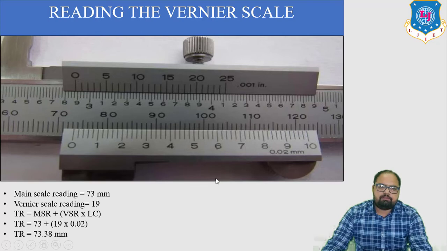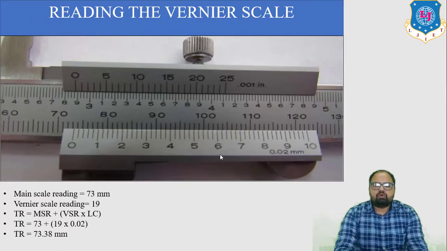One more image is there through which we need to take the reading. You can see this is 70 and the main scale reading is 73 mm, and the vernier scale reading is approximately 19. So total reading is equal to main scale reading plus vernier scale reading. So 73 plus 19 multiplied by 0.02. We will get the final answer as 73.38 mm. So you need to do more practice with the vernier caliper, and then you can get the perfect reading.